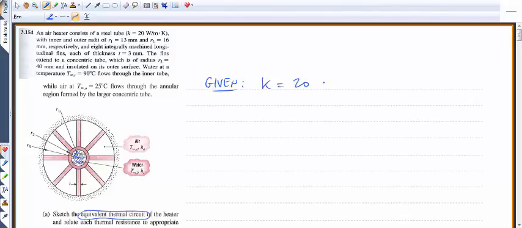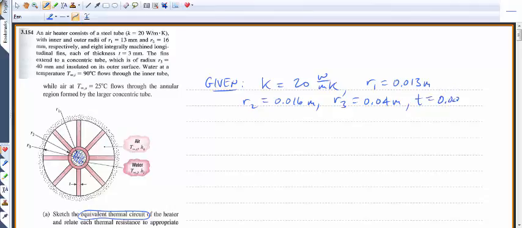Here, we know the thermal conductivity is 20 watts per meter Kelvin. The inside radius, R1, is 13 millimeters or 0.013 meters. R2, which is the outer radius of this inner tube, is 16 millimeters or 0.016 meters. And R3, which is the radius of the entire domain here, is 40 millimeters or 0.04 meters. We also know that the thickness of the fins is 3 millimeters or 0.003 meters. We know that there are 8 fins.